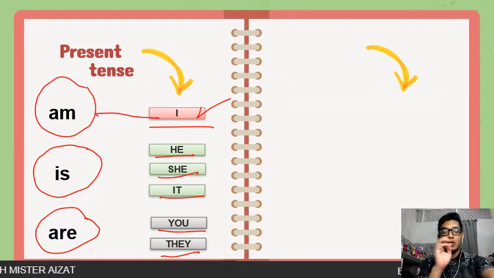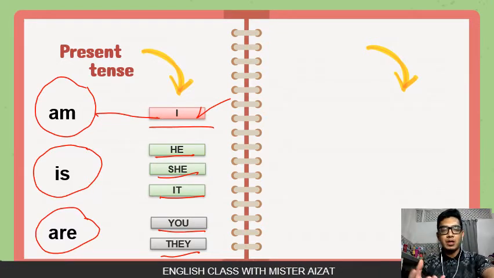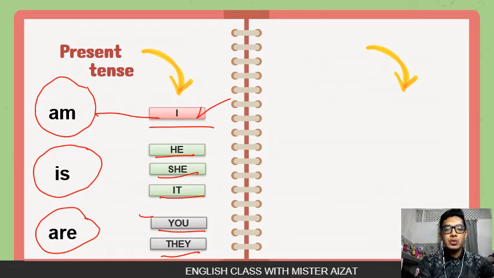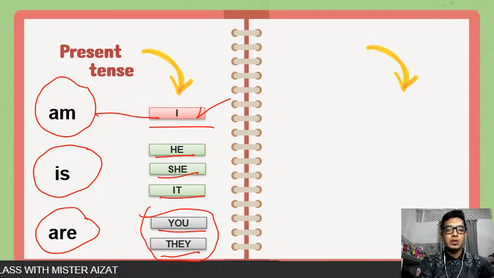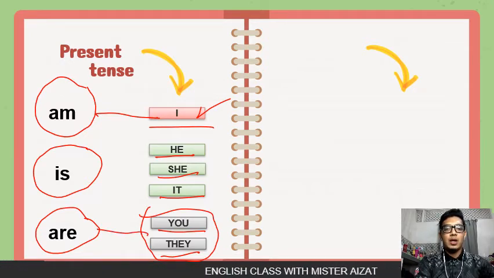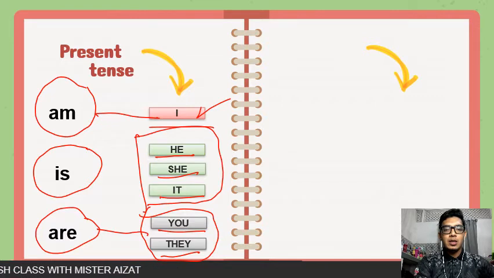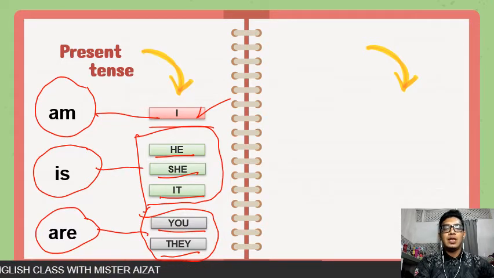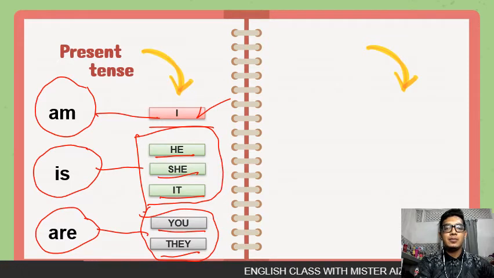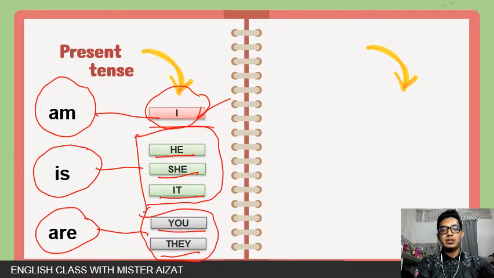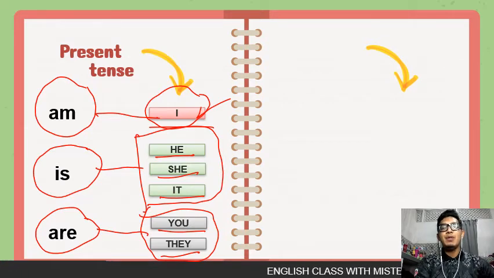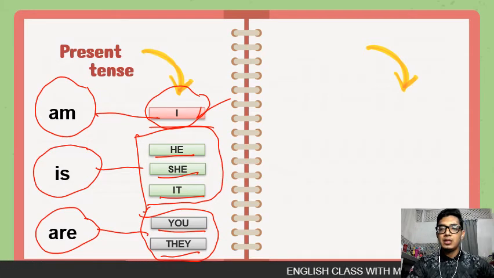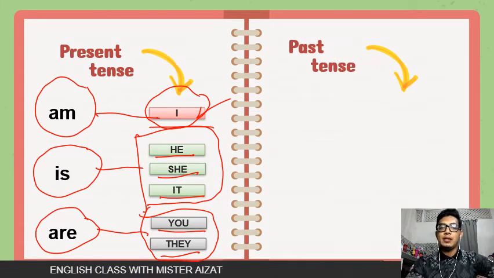The simple things to remember, untuk ingat lebih mudah: kalau plural, you and they ni kan plural, so you must use are. Meanwhile, he, she, it ni singular, so awak guna is. Tapi I ni adalah special sikit. Special dia guna am je. Am ni boleh gunakan untuk I sahaja. Okay, faham? Sekarang let us look at past tense.